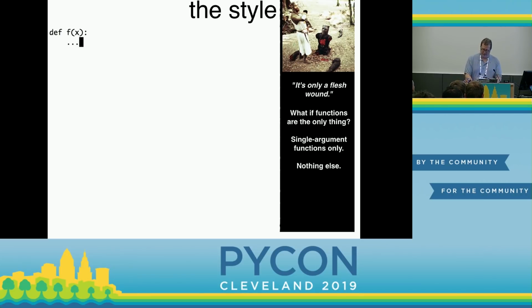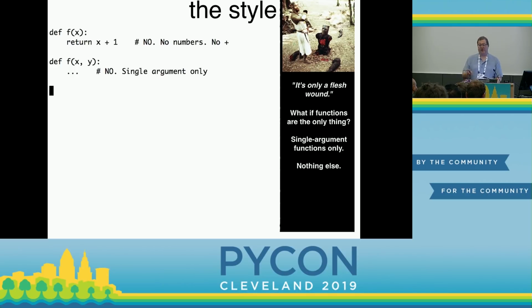Now this is going to get a little mind-bending, because you might think of a function like return x plus 1, but no. There are no numbers, and there's no plus either. We don't have any operators. That's a little weird. You can't do this because we only have single argument functions. This actually solves a lot of problems, because if you only have one argument, you don't need defaults or keywords or positional-only arguments or anything. If you're following that debate, it collapses down.